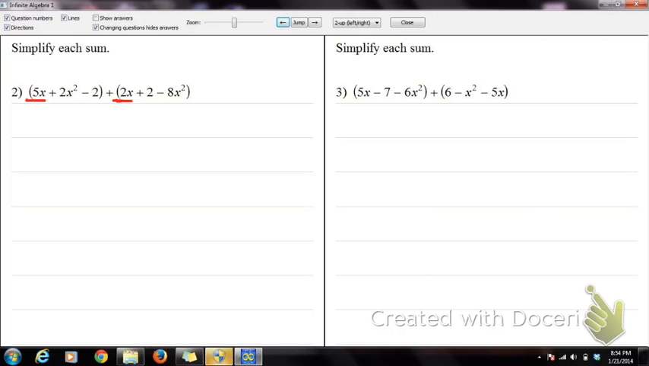Now, let's choose a different color to see if we have any other x squareds. We have a 2x squared here. We notice we have a negative 8x squared over here. It's important to keep the sign with the number that is after it. Constants can be combined as well. So we have a negative 2 and a positive 2.